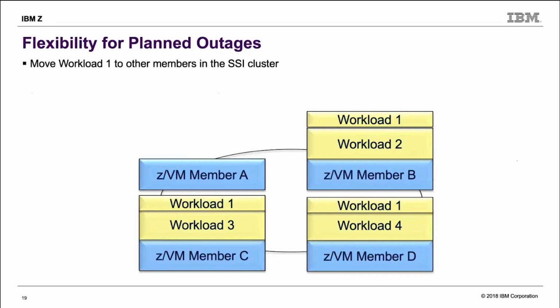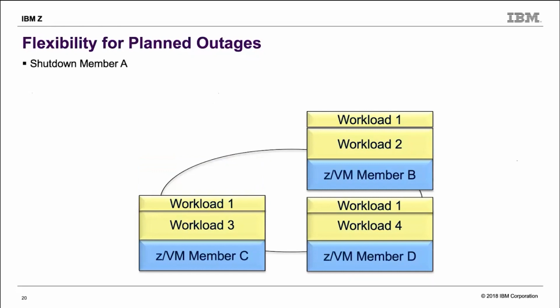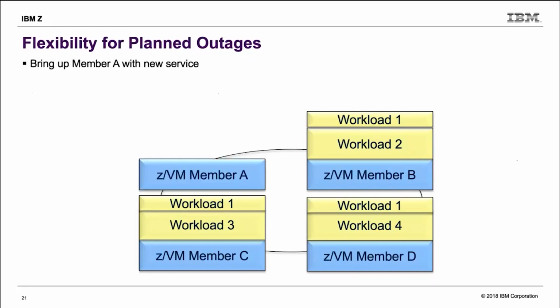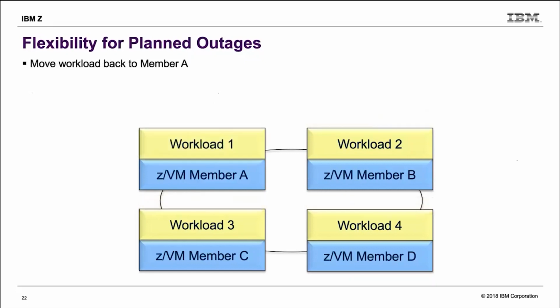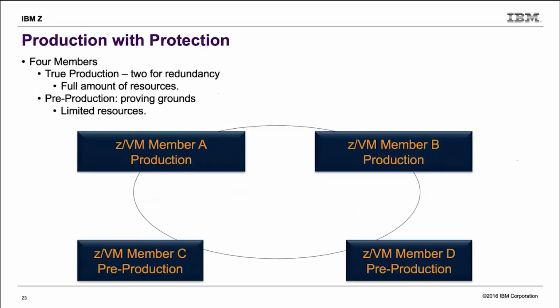But either way, once workload 1 is off of member A, then we would be able to shut down member A and then completely bring it up with new service or whatever we need to apply, and then move our workload back to member A. Right? So that's a common use of LGR for managing planned outages. Not the only use though, right? So let's look at another example.